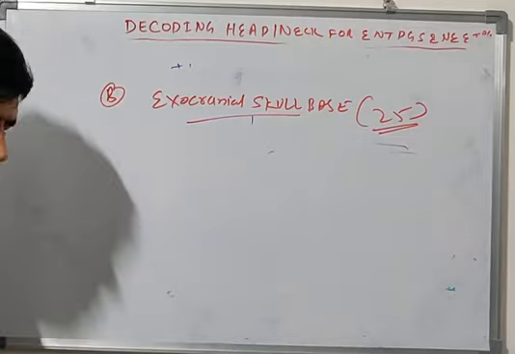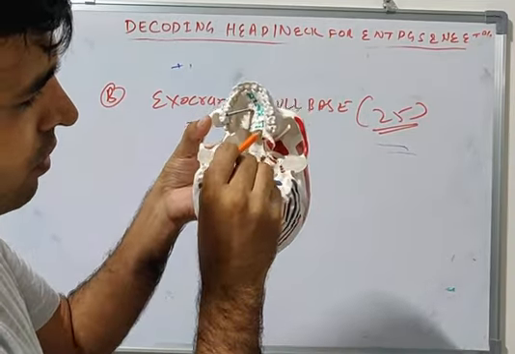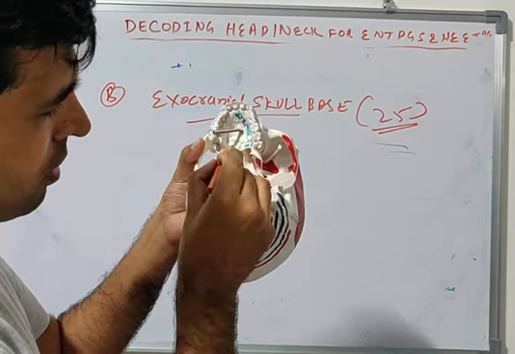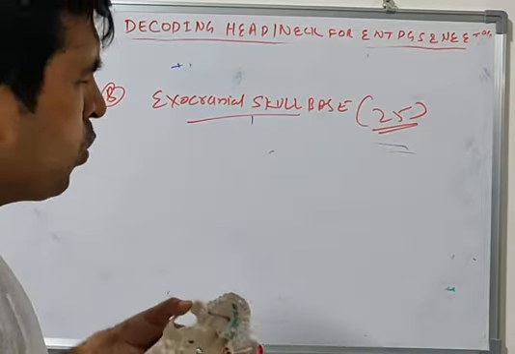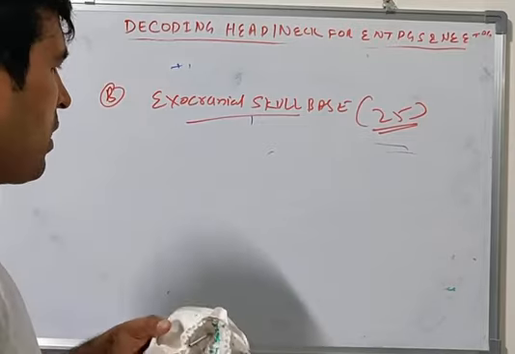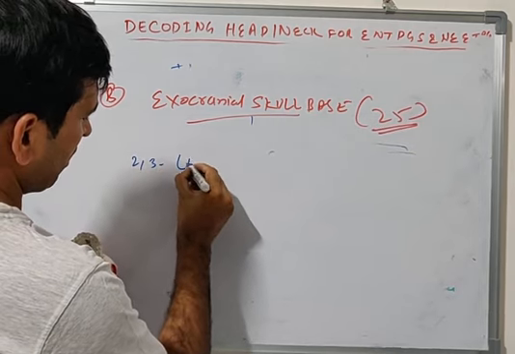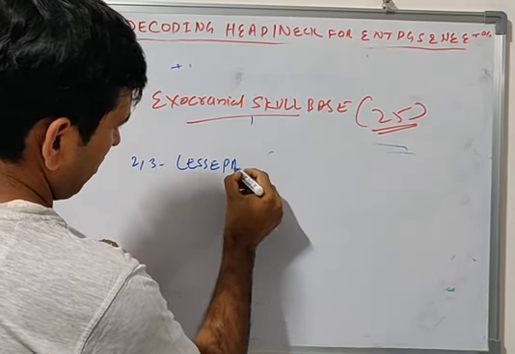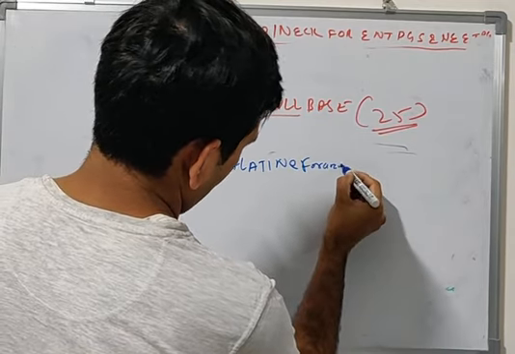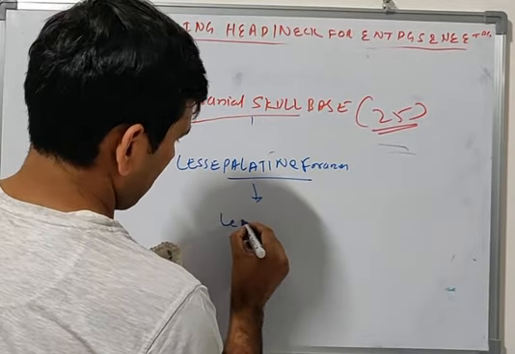Now behind this greater palatine foramen is the pyramidal process of the palatine bone. Here there are two or three small foramens. This is an artificial skull, that's why they are not very visible. These two or three foramens are called the lesser palatine foramen.